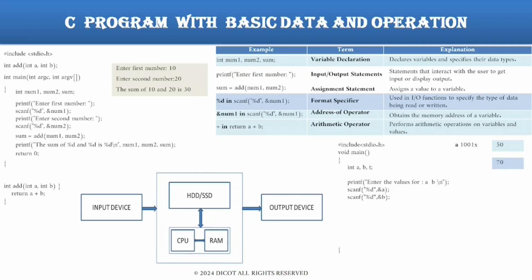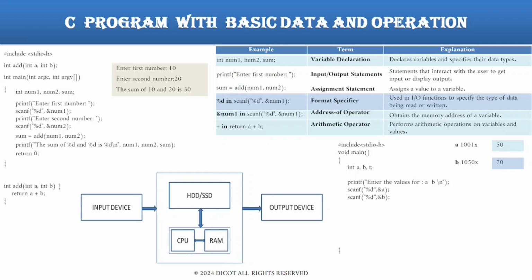Similarly, whenever you access b, you are accessing 70, and whenever you access ampersand b, you are accessing the address 1050, etc. So you can either access the contents by using the variable name, or you can access the address by using the ampersand followed by the variable name.